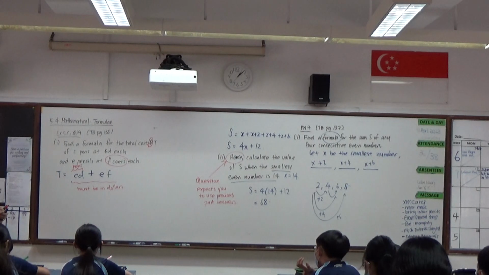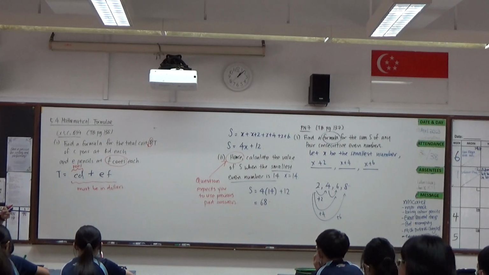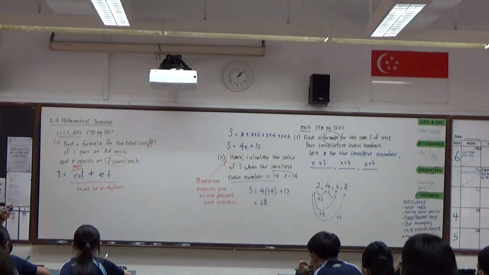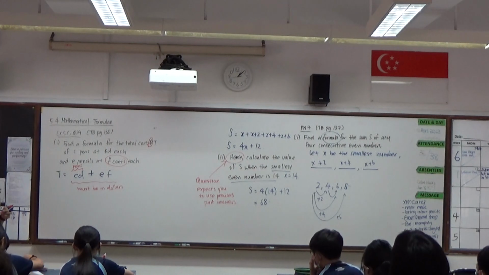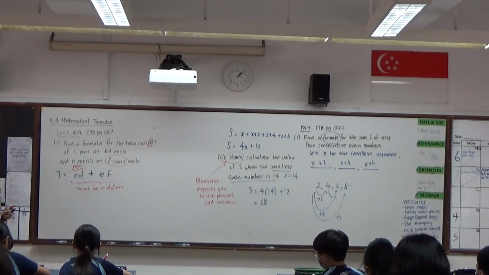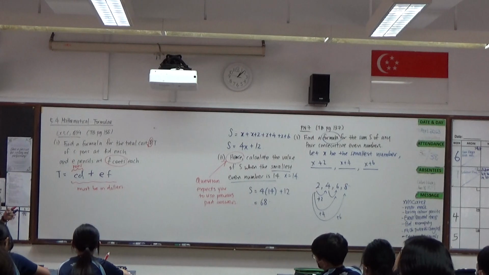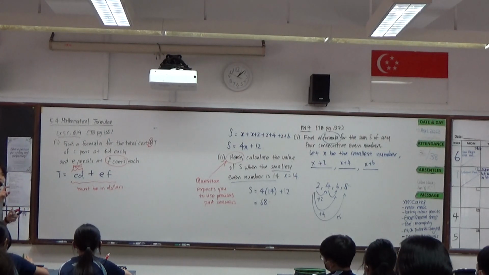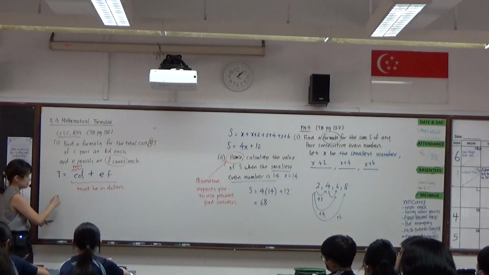Times 100. I got 50 cents is how many dollars? 50 cents is half a dollar, right? And 50 cents is half a dollar because we divide by 100, right?